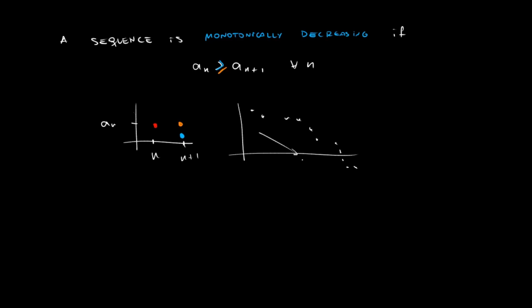So the sequence is always decreasing. It can be constant, the same as with the increasing one. It can be constant sometimes, like in this case. But in general, it is decreasing.